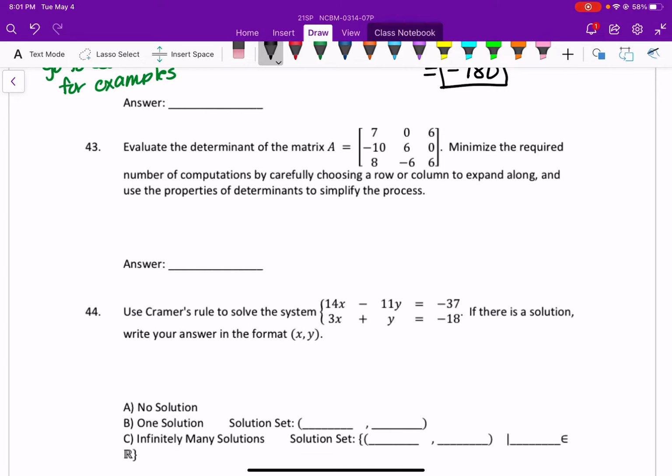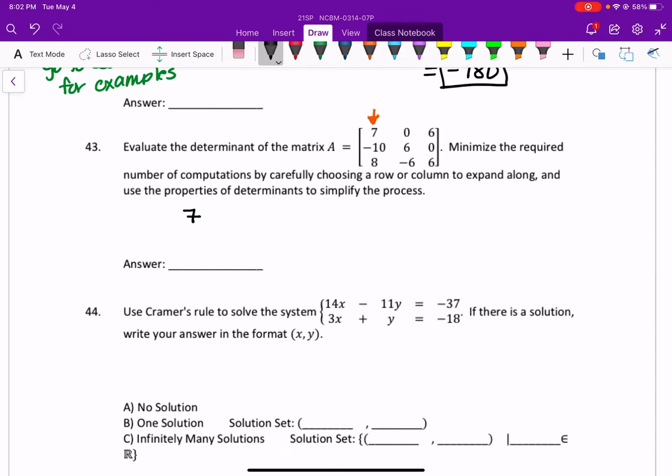So I like to always use just this first row right here, or column. But it really honestly doesn't matter which column you use. I just like to always go with the first one. So what we're going to do is write down that first thing as a coefficient, 7.